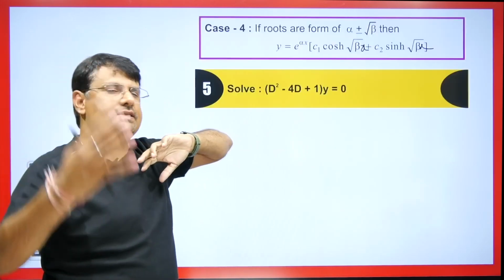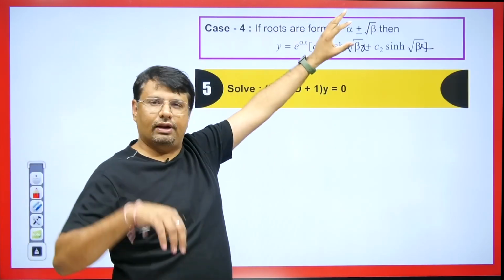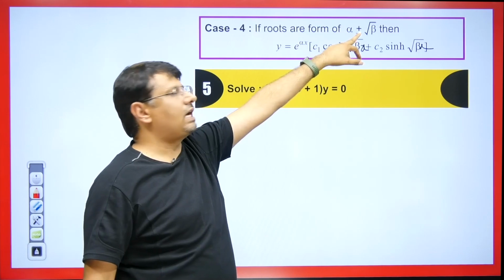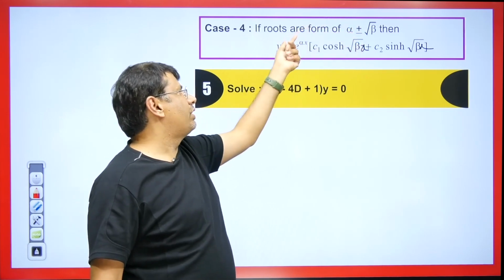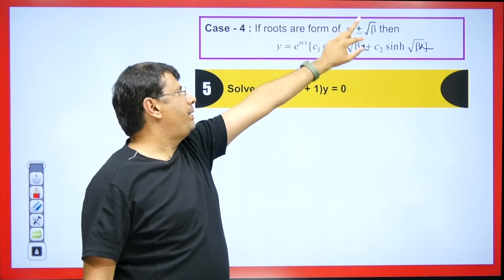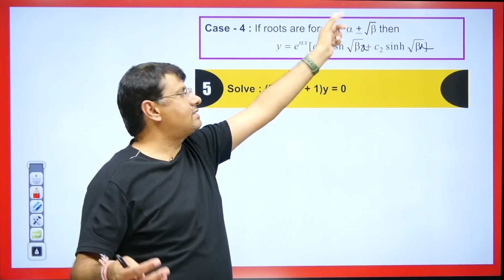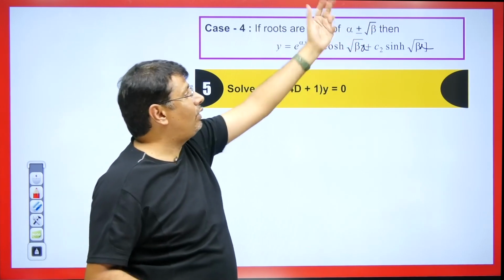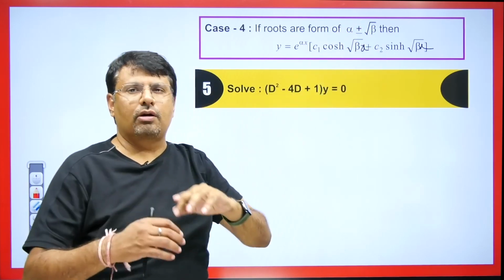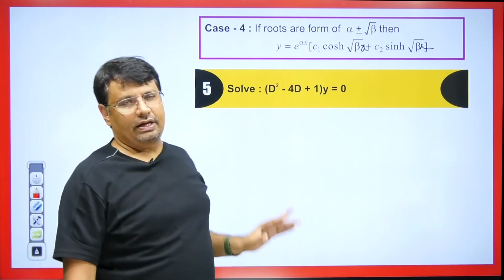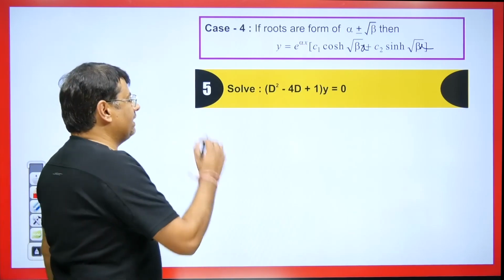Clear? Now observe the next case. If we get the roots as irrational numbers like alpha plus minus beta type, then the alpha will come with the power of e, and the beta will come with cos hyperbolic and sin hyperbolic. Suppose if there's an iota, meaning it would be a complex root, then we don't get hyperbolic. In case of irrational roots, we get hyperbolic expression. So you need to keep this in mind.